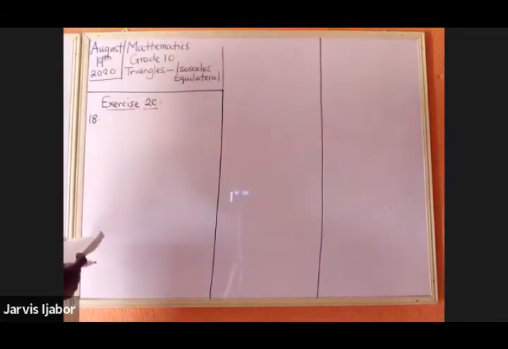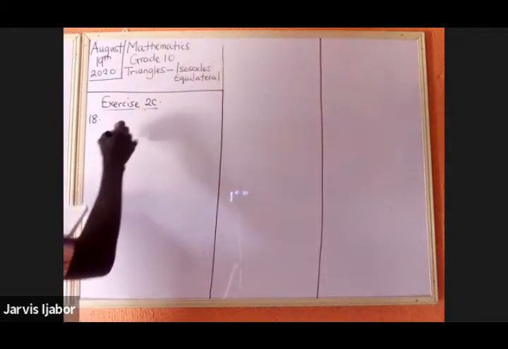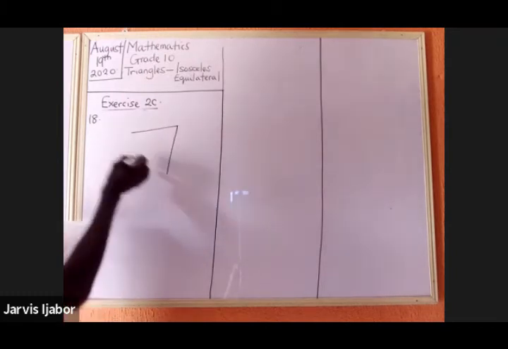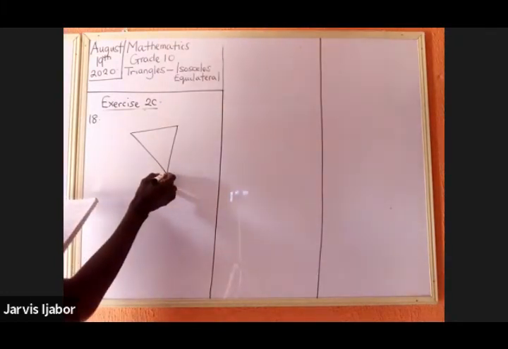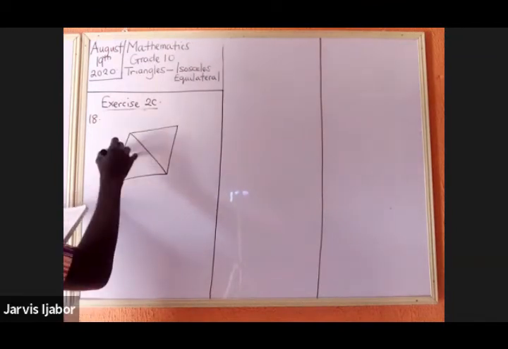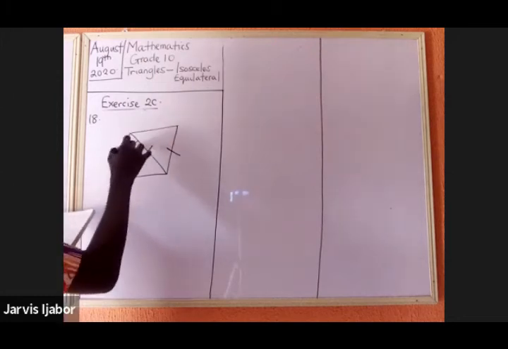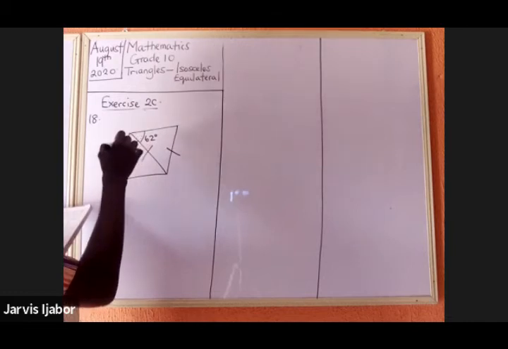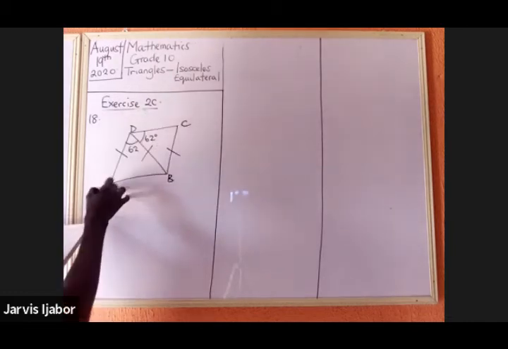In question 18, we're given a figure that looks more like a parallelogram, not exactly though. This is equal to this, equal to this. This angle is 62 degrees. This angle is also 62 degrees. This is D, this is C, this is B, and this is A.